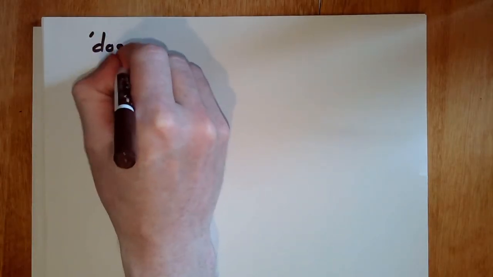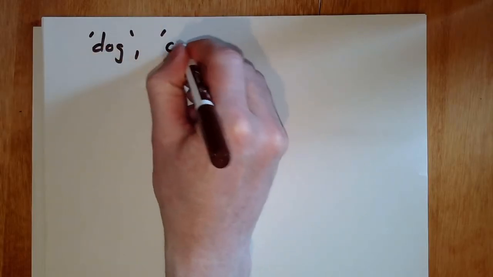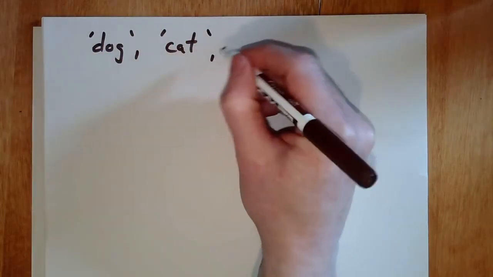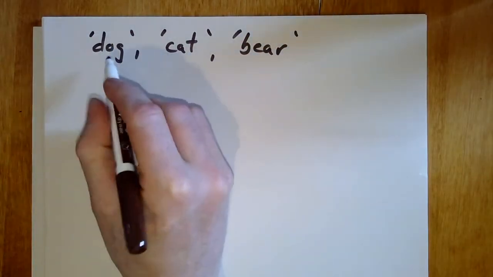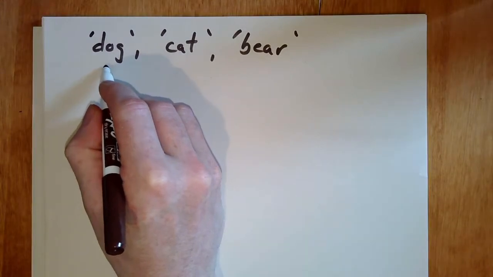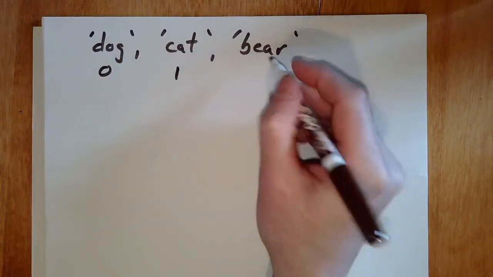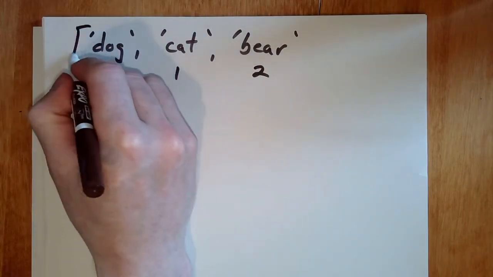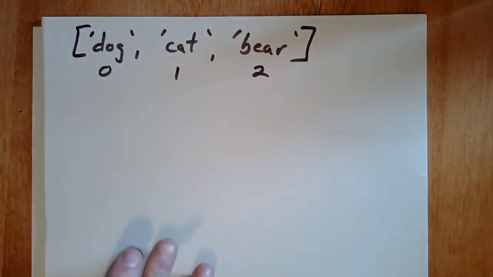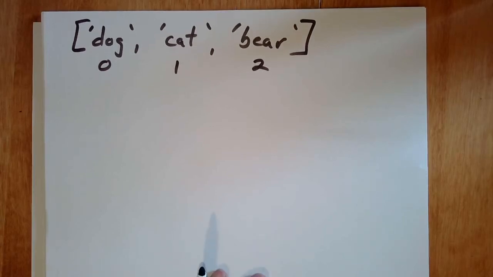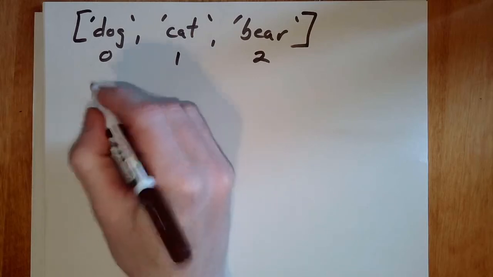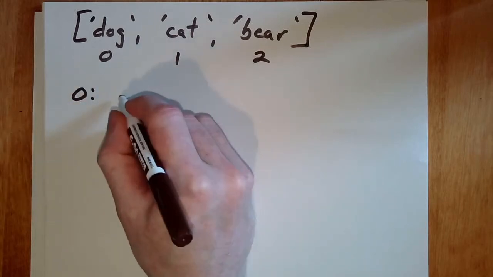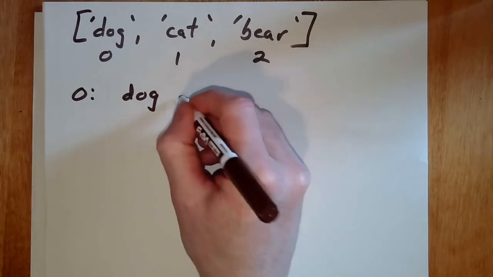So these are numbers, but let's consider a different system that uses something a little different. Let's think of a list of words. We'll have dog, cat, and bear. And let's consider dog to be something like 0, cat to be something like 1, and bear to be something like 2. And we can start thinking about this a little bit in terms of Python, and that's going to be helpful later.